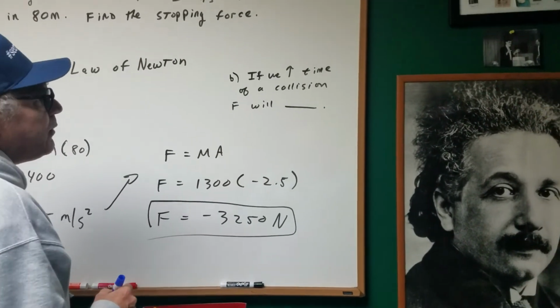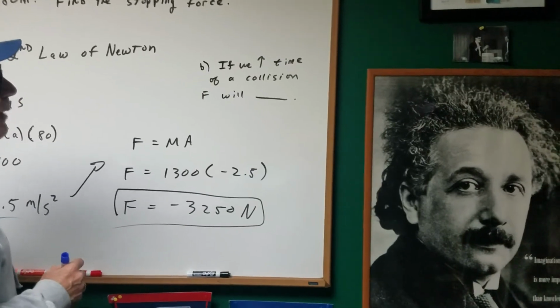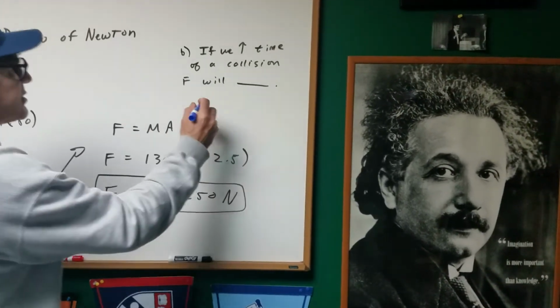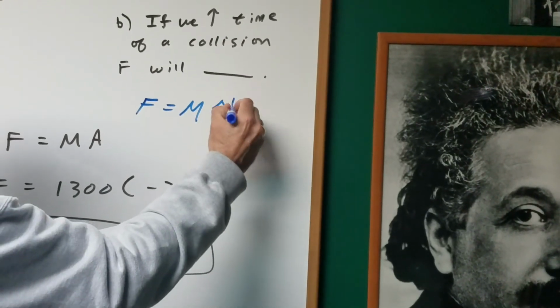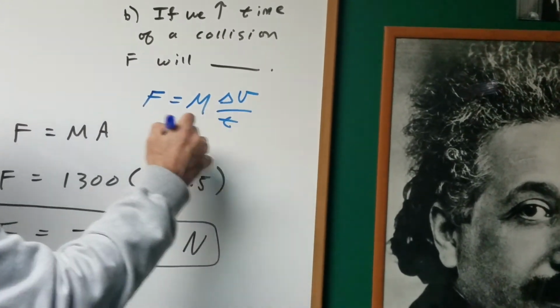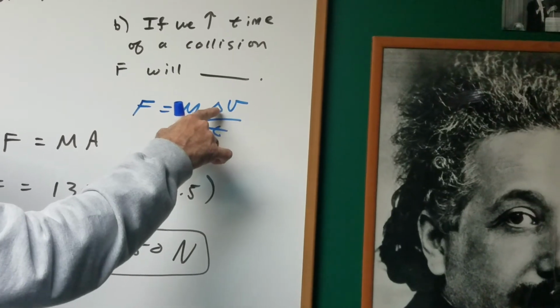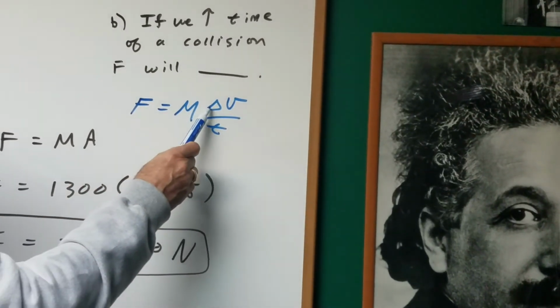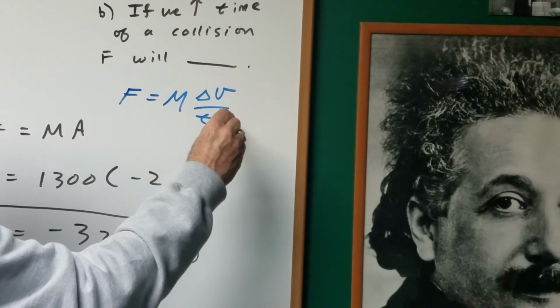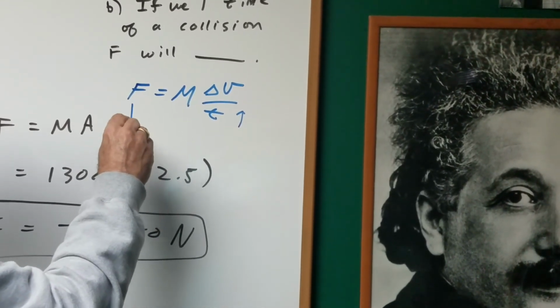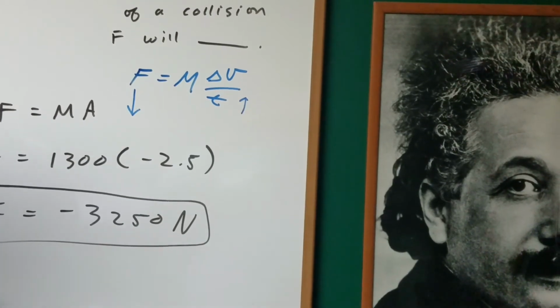Part B, if we increase the time of a collision, what would happen to the force? Well, all you would do is write F equals ma, but instead of putting in a, we're going to put in what a is equal to. Acceleration is equal to the change in the velocity over the time. So if you increase the time, you would decrease the force.